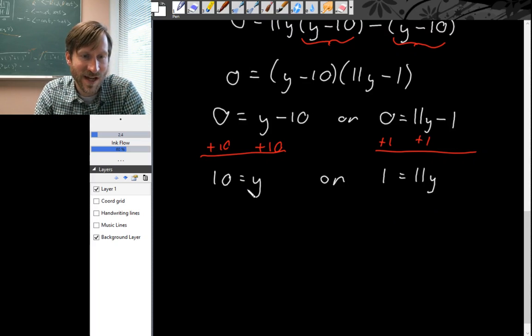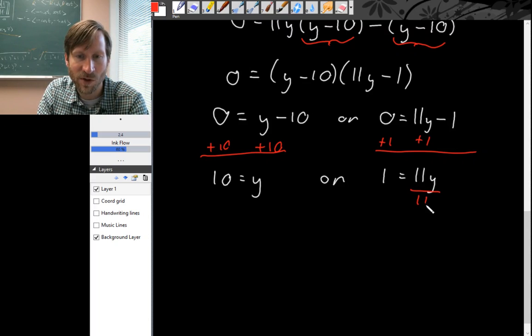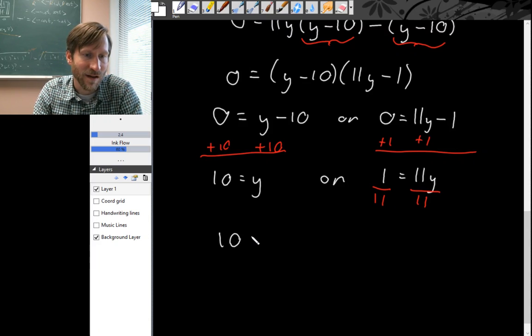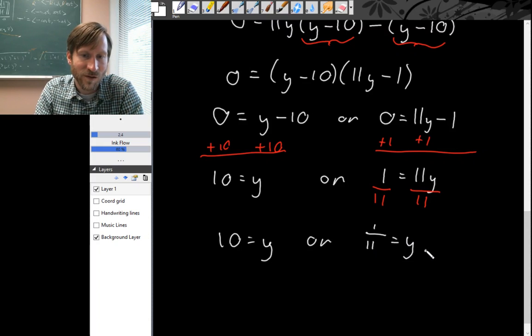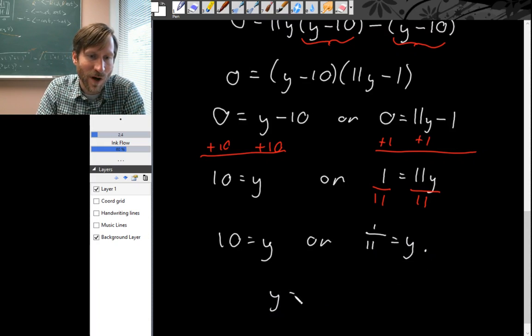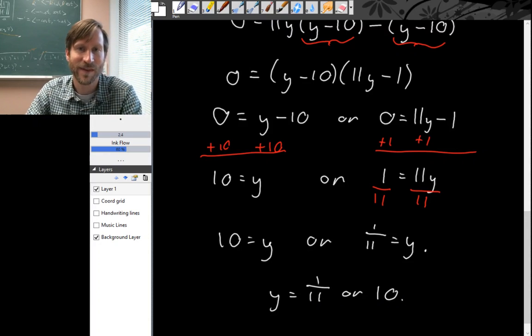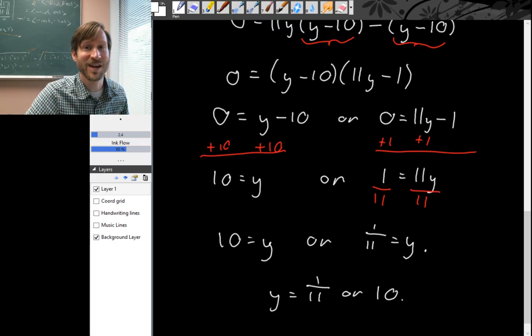So our first one, 10 equals y, that's solved already. For our second one, we still need to finish isolating y, so divide both sides by 11. So we get 10 is y, or 1 over 11 is y. So we have two solutions. y is 1 over 11, or the other possibility is 10. And that's how you solve a rational equation.